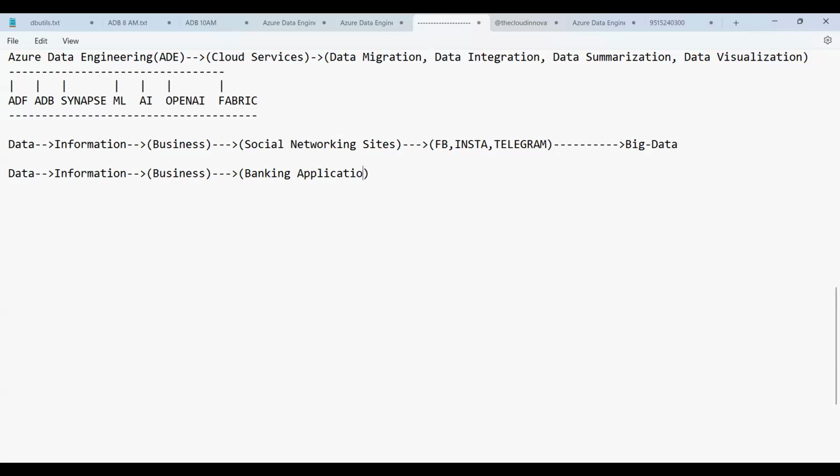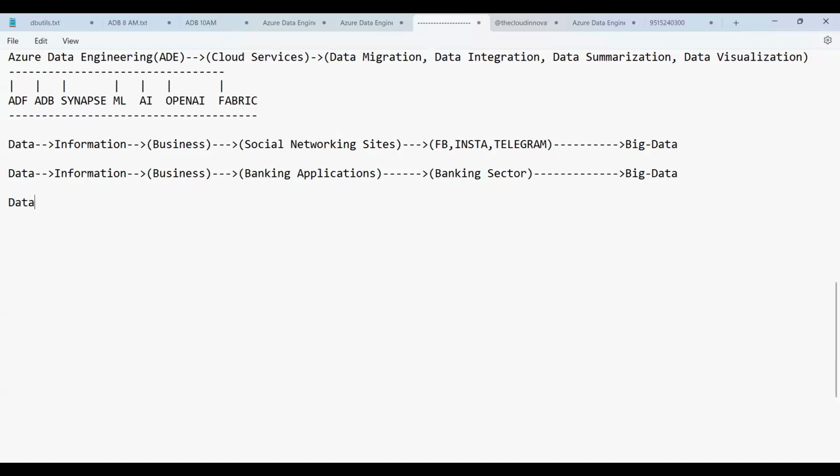Banking applications are used at the bank level, at the banking sector, and this generates a massive amount of data, which is also called what, guys, everyone? Big data. This is also called big data.